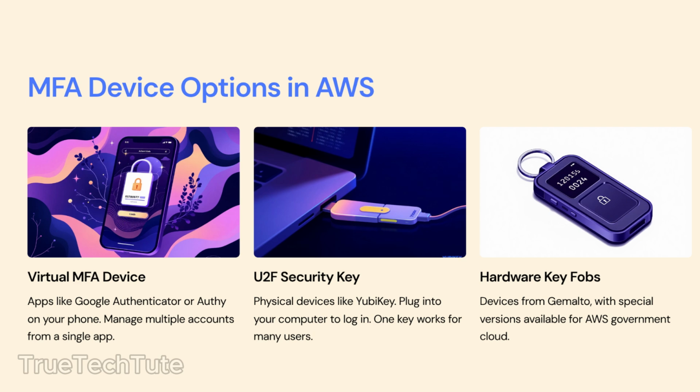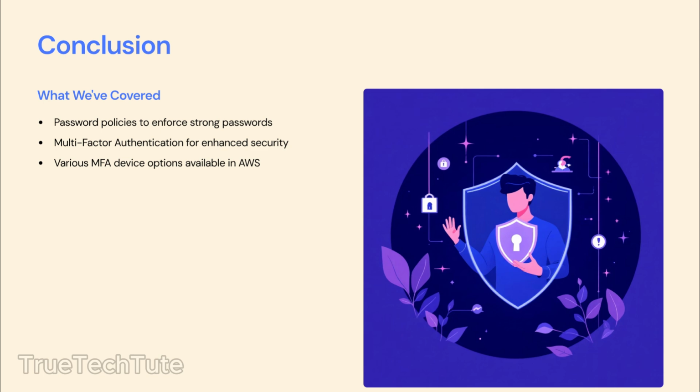Finally, there are other types of hardware key fob MFA devices that you can use, like this one from Gemalto. And if you're using AWS's government cloud, there's a special key fob for that too. So there you have it. We've covered the theory on how to protect your accounts using a password policy and multi-factor authentication. In the next lesson, we're going to put this into practice and set it up ourselves.